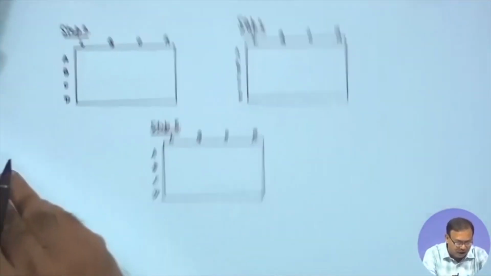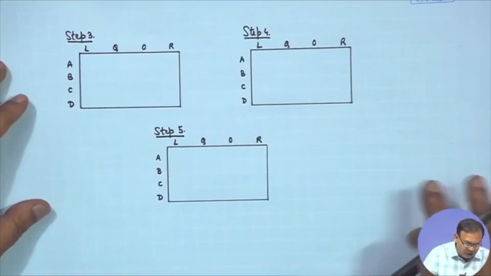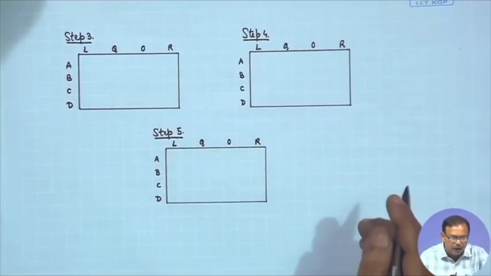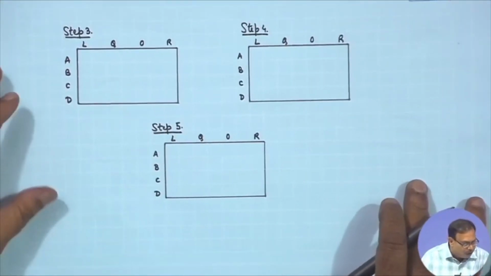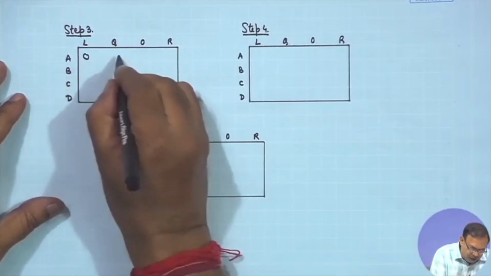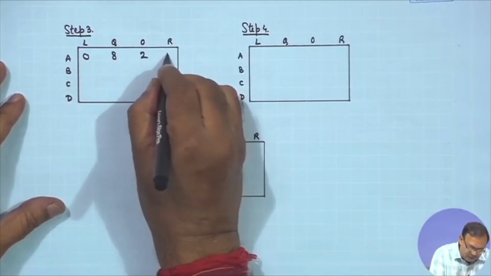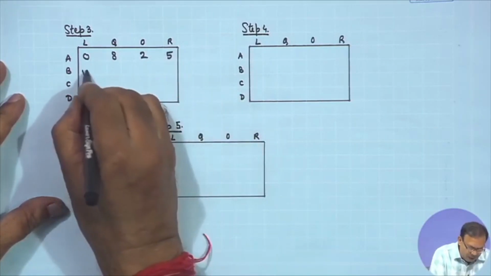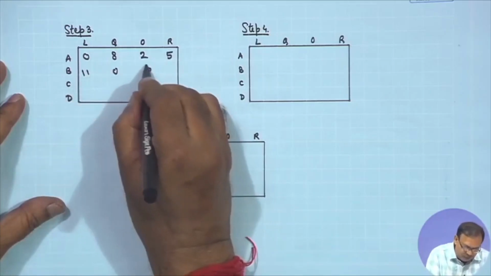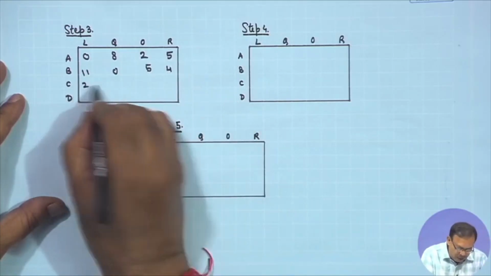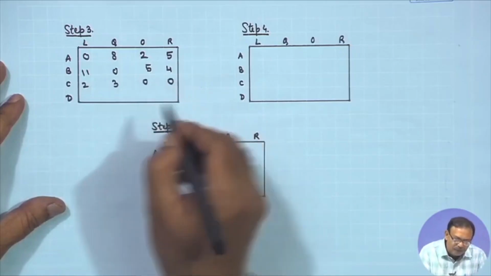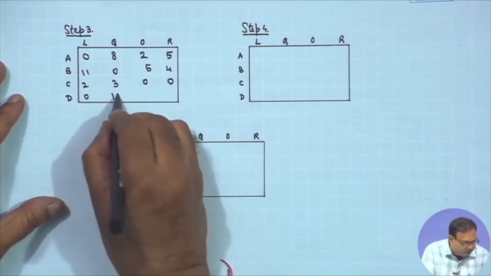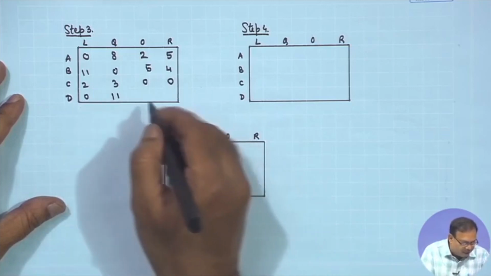I will first write down the table, whatever I got in step 2. It is 0, 8, 2 and 5; 11, 0, 5 and 4; 2, 3, 0 and 0; 0, 11, 4 and 5.